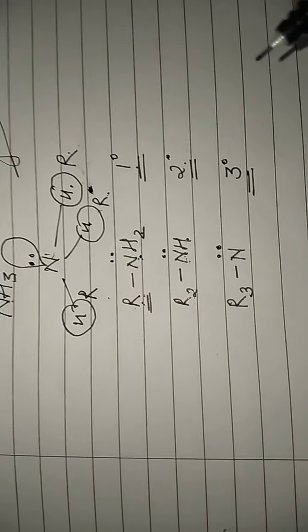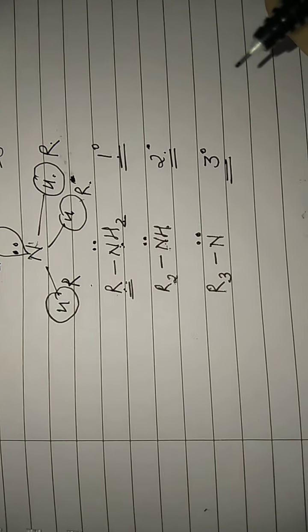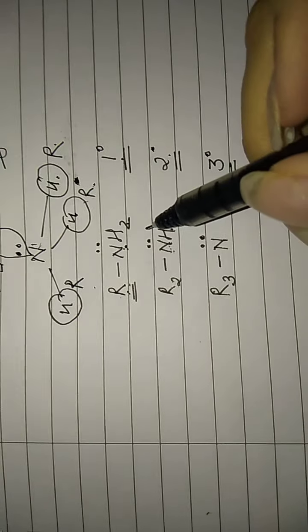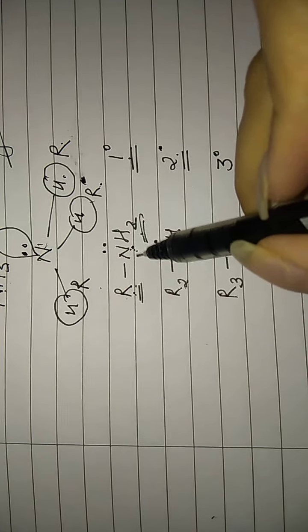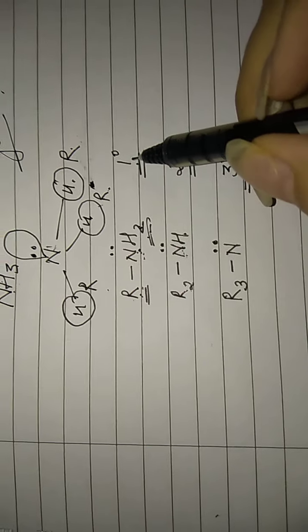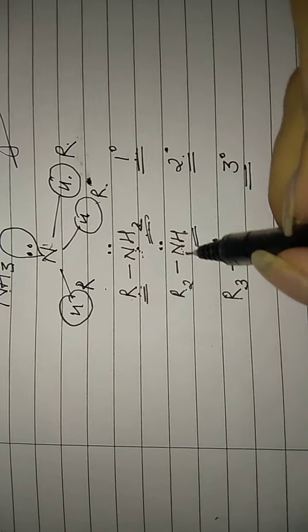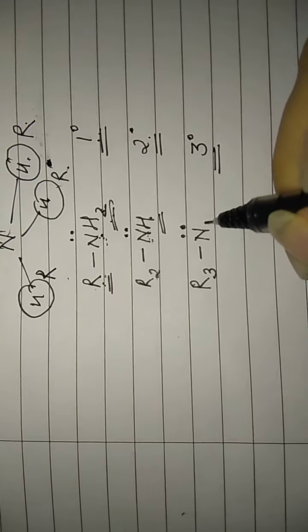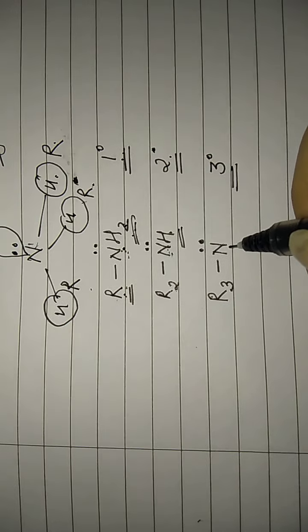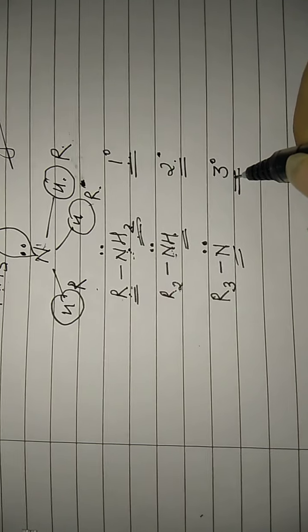So how do we figure out whether a particular amine is primary, secondary or tertiary? The easiest method is if there are two hydrogen atoms, that means you have the NH2 group present in the compound, it will be primary. If you have only a single hydrogen, that means you see NH in your amine, it is a secondary amine. And if you do not see any hydrogen attached to the nitrogen atom in your amine, you only have the nitrogen atom, then it is called the tertiary amine.